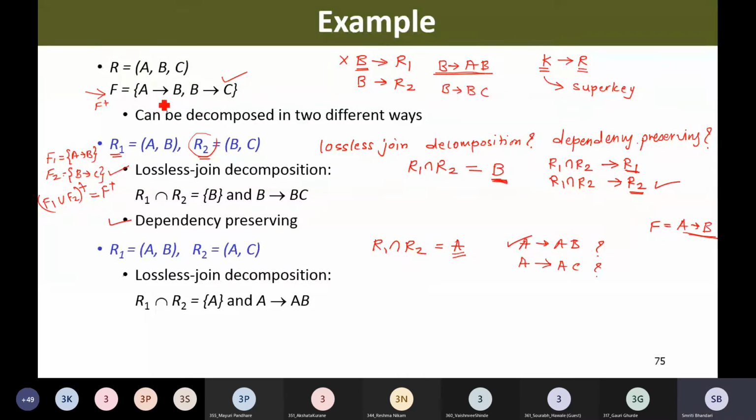Now, what is the dependency that we have? A simple trick I am giving you. A to B. So whether A to B can be satisfied without computation of the join of these two, R1 and R2.